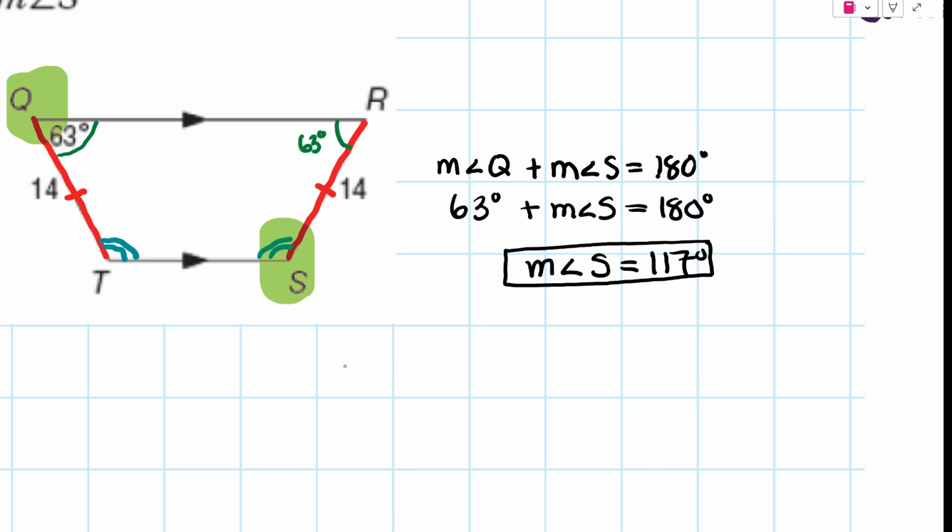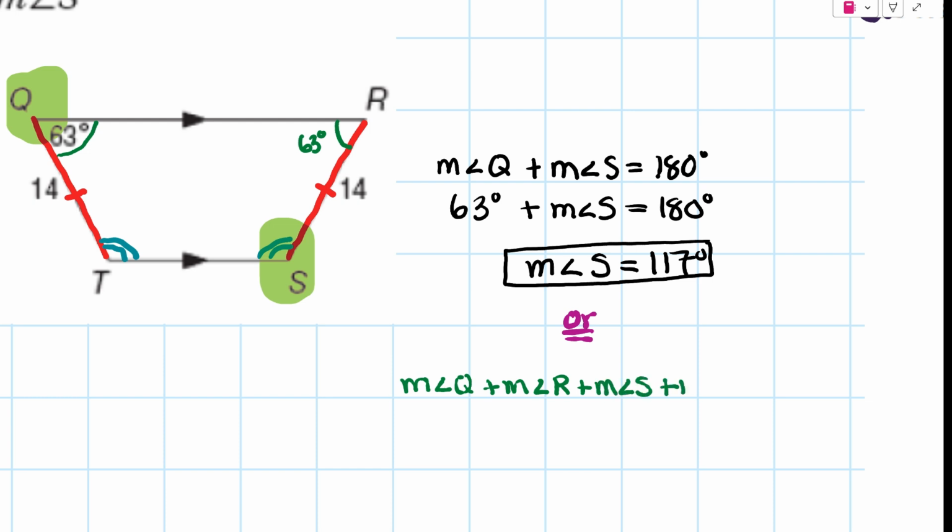So that's one way of looking at it. I'm going to go ahead and do it two different ways just to give you different strategies of finding this angle here. If you just want to skip to the next problem, go ahead and just skip this part here. This is just a different way of doing it.